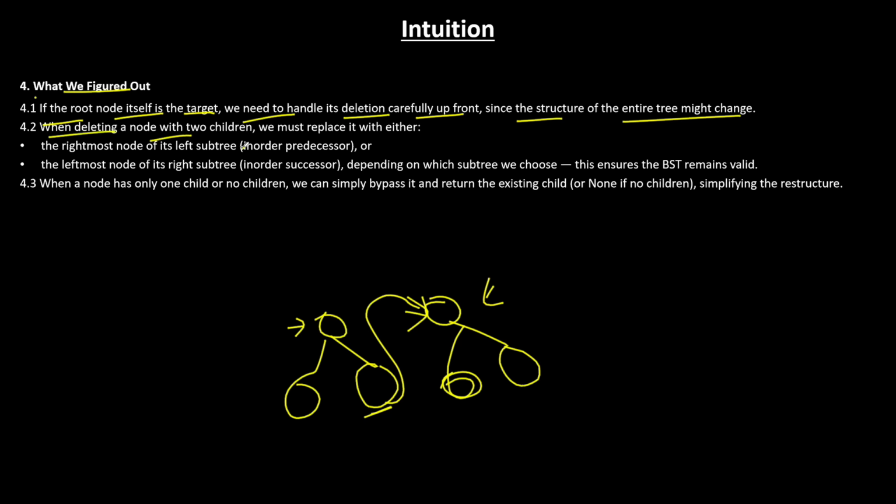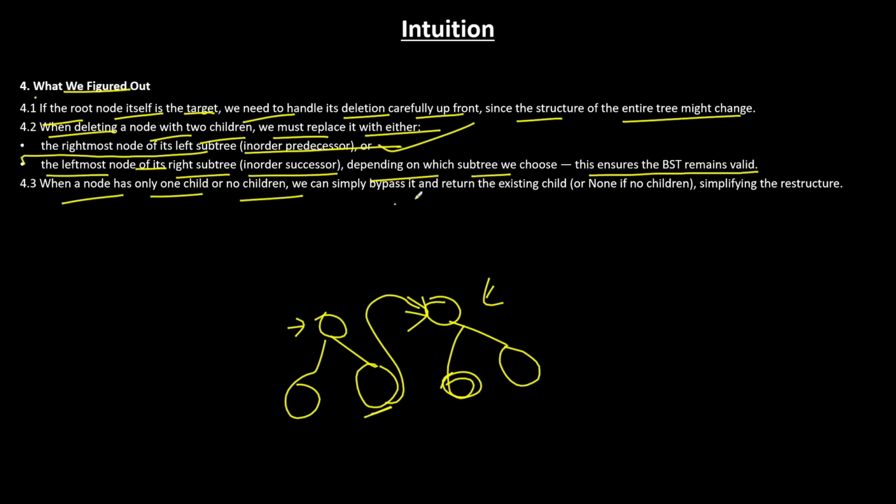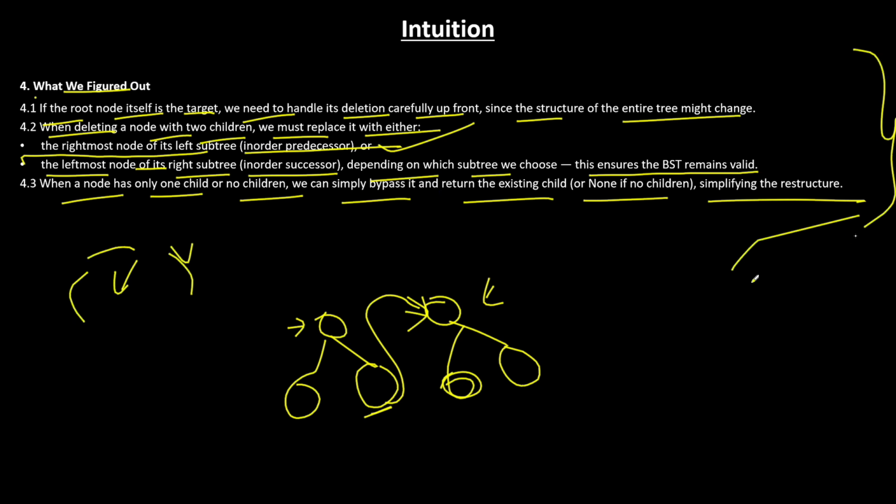When deleting a node with two children, we must replace it with either the rightmost node of the left subtree, which is the in-order predecessor, or the leftmost node of the right subtree, which is the in-order successor, depending on which subtree we choose, to ensure the BST remains valid. Here, we have taken this particular one. When a node has only one child or no children, we simply bypass it and return the existing child. If there is no left child, we return the right, and if there is no right, we return the left. This is the thing you figure out after solving the problem.